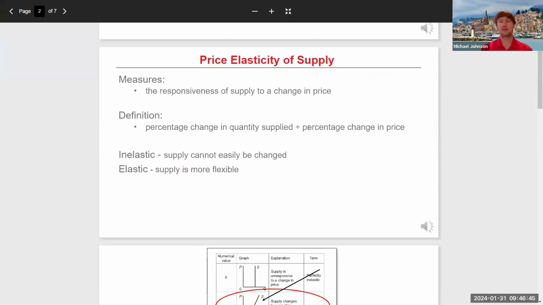Price elasticity of supply measures the responsiveness of supply to change in price. Definition: percentage change in quantity supplied divided by percentage change in price. I recommend using the midpoint method. So it's the same calculation as for demand. It's really no different.